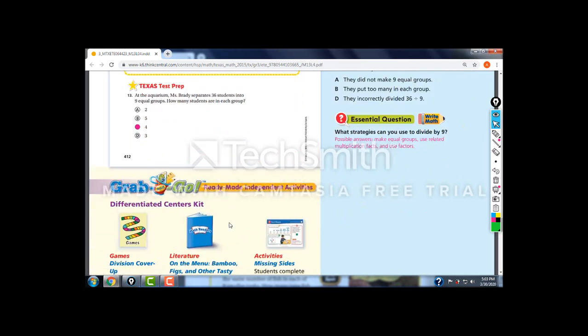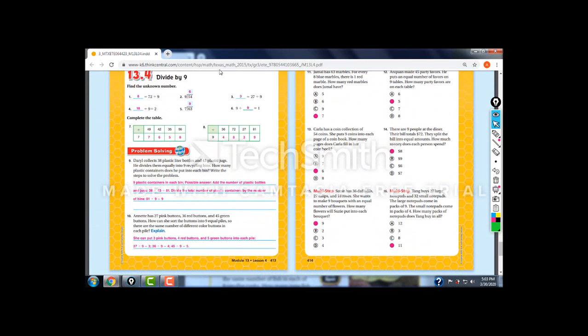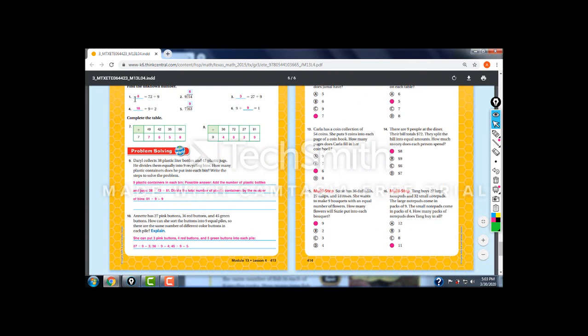Okay, so let's move on to your homework. Here are your answers. For the first section here, all you're doing is finding the missing number. So 72 divided by 9. Blank divided by 9 equals 2, and you have to multiply these two. Here you have to figure out which one you multiply by 9 to get 54. What number do you multiply by 7 to get 63, and so forth. So these are pretty self-explanatory.